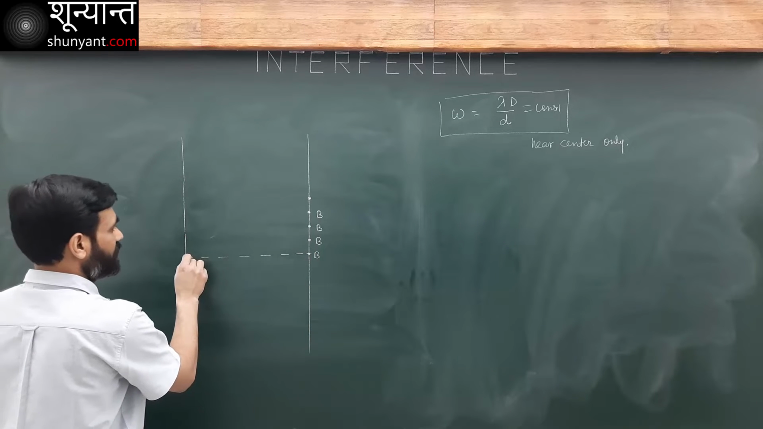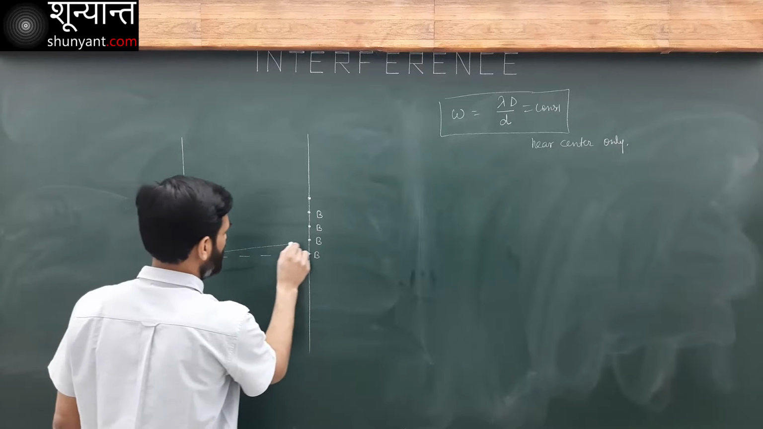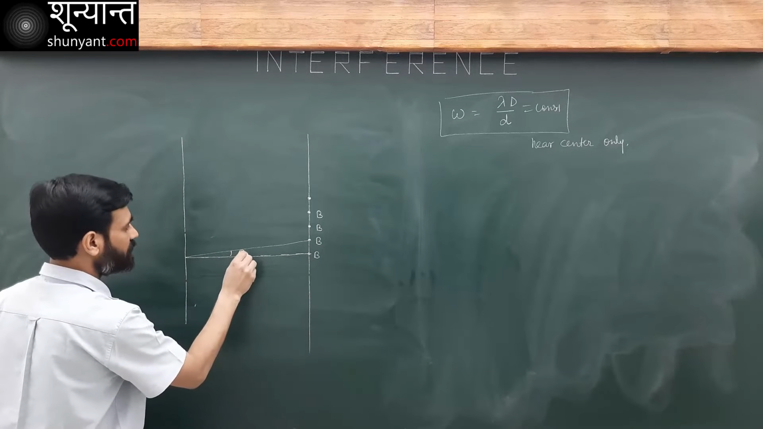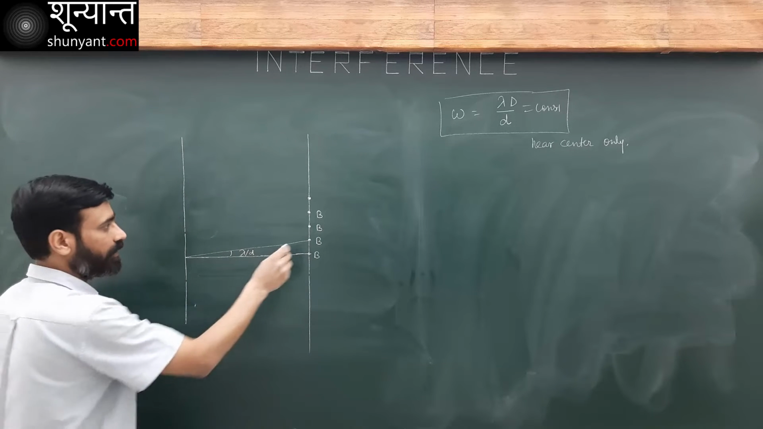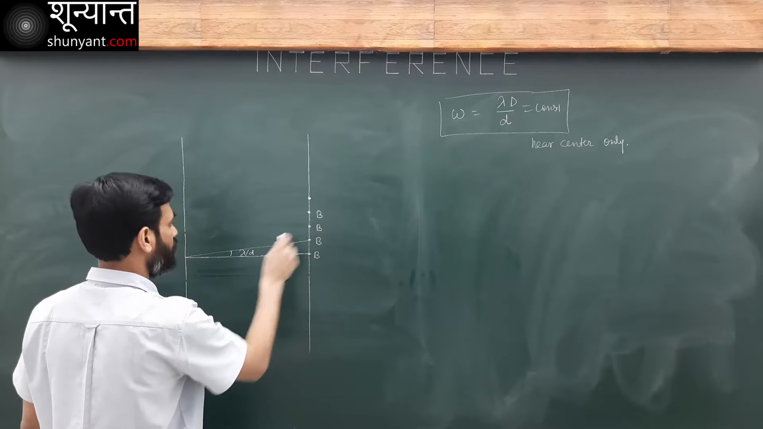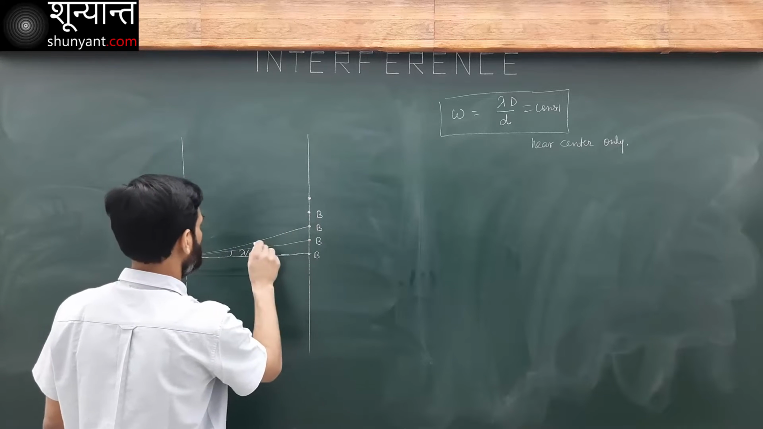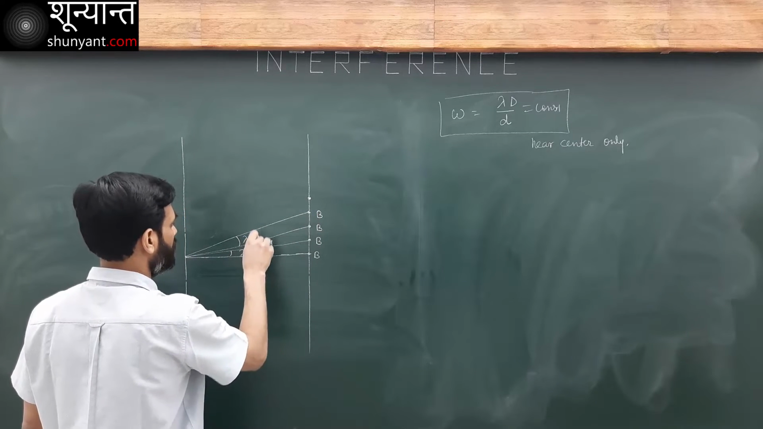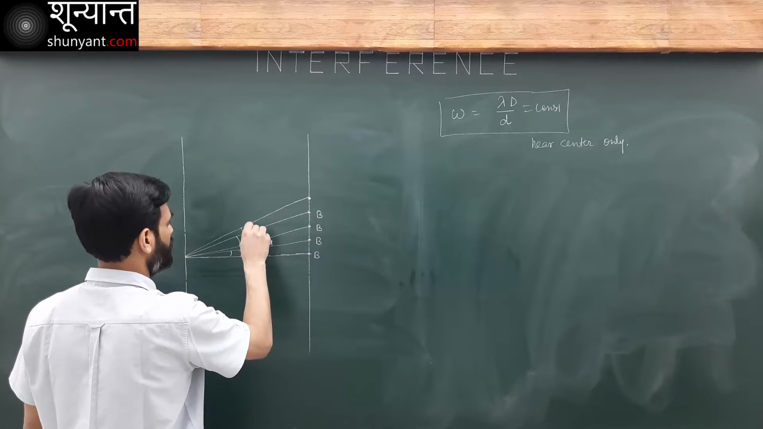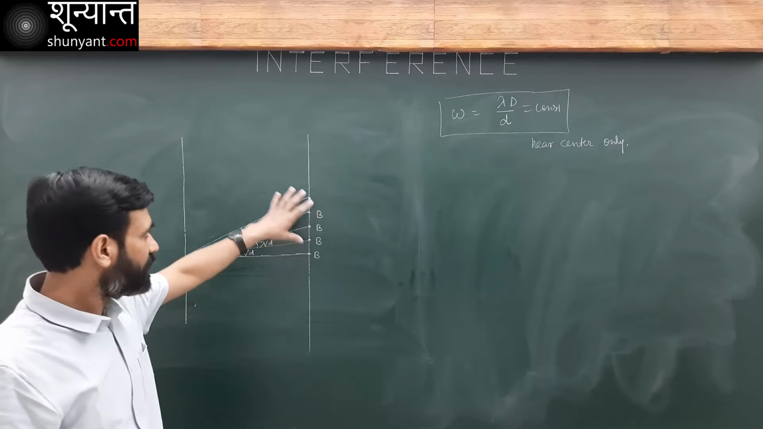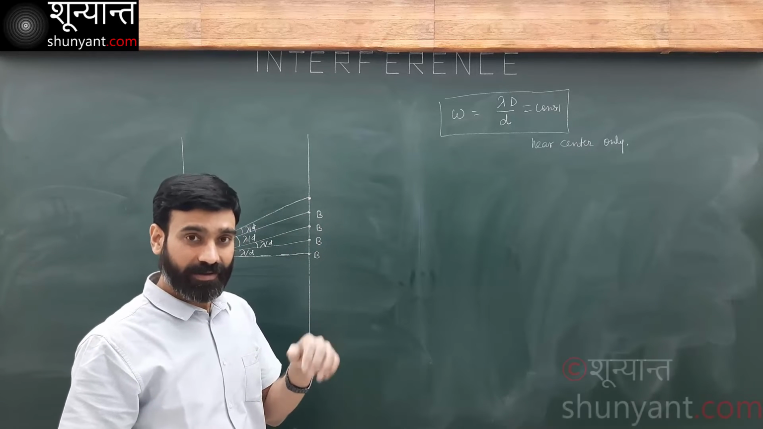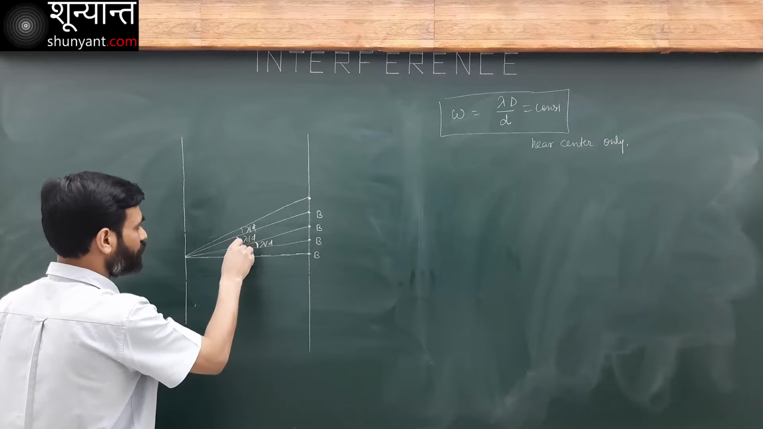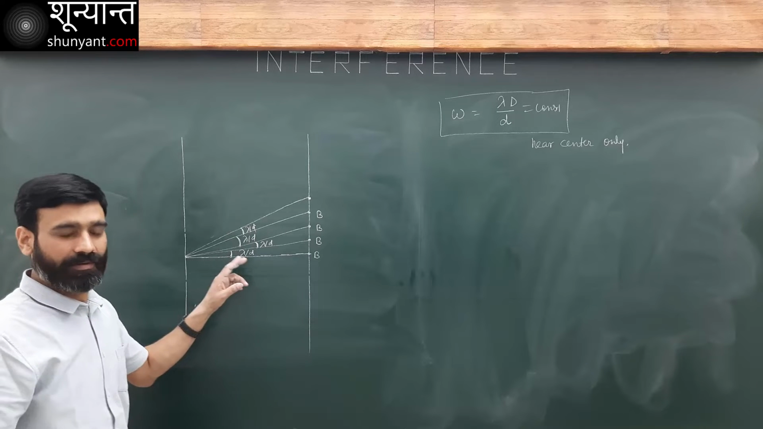This is like the first bright fringe. What will be the angle here? This angle we discussed, it is going to be lambda over d. Now angular position, angular fringe width here is lambda over d. Here also it is lambda over d. Here also lambda over d. We have taken these points near center. All these angular positions and angular fringe widths are the same near center.